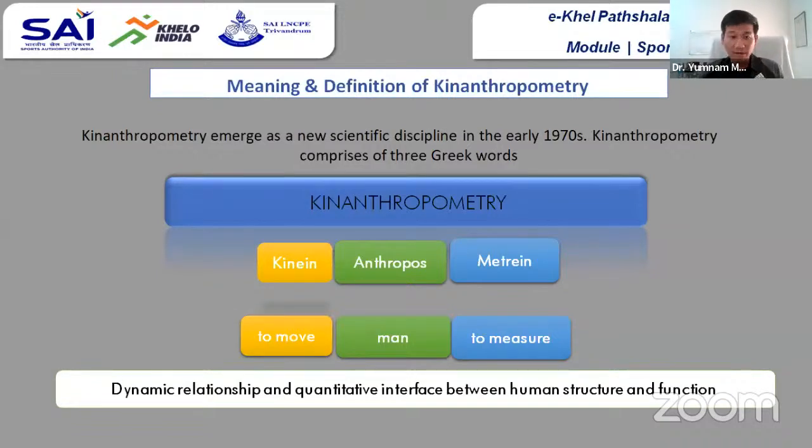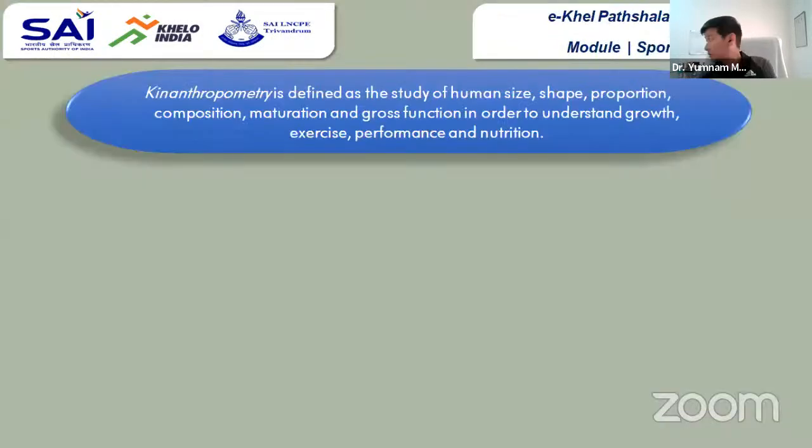Only those preferable terms they use, but the underlying ideas and the meanings are more or less the same. So let's see what is the definition of kinanthropometry. This is one of the most concise definitions, everything is included under it, and it gives you every information on what kinanthropometry is going to do and what it used to do. This definition has been given by Ross et al.